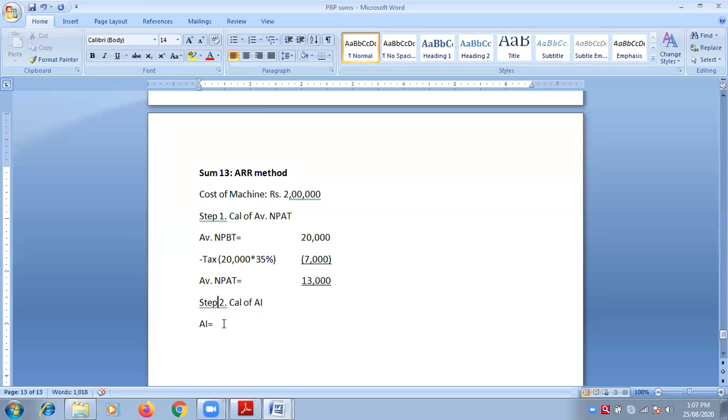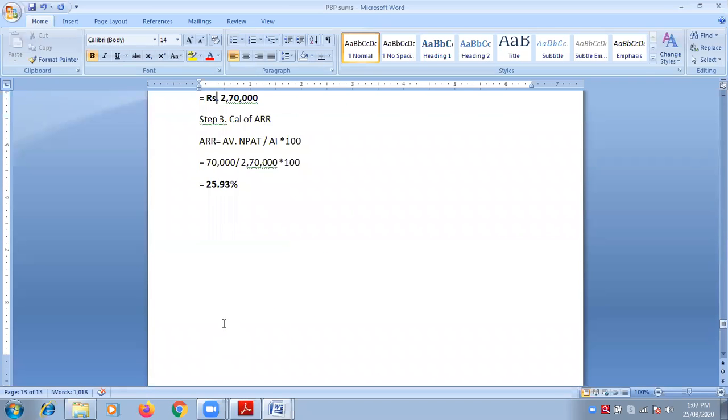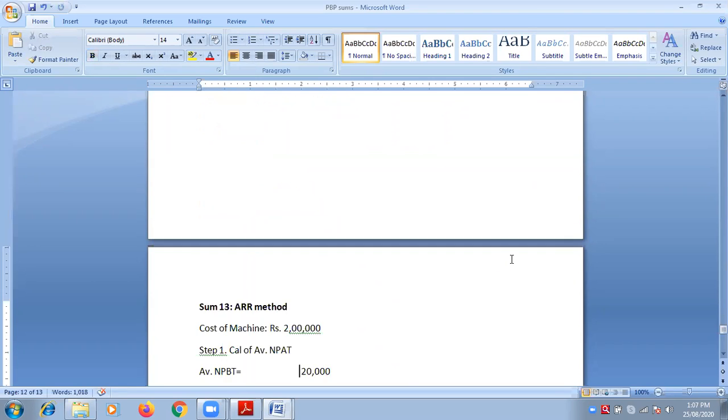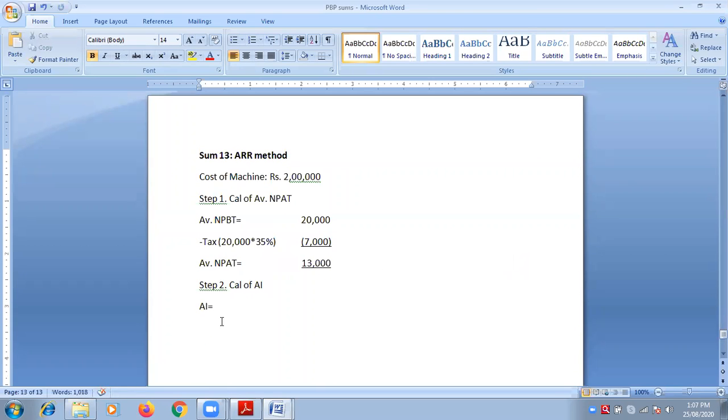So what is the formula? I'll copy it down from here to save my time. Okay, this is my formula which I'm copying and pasting down. Cost of investment minus scrap value divided by 2, adding back scrap value and working capital. My formula is complete.